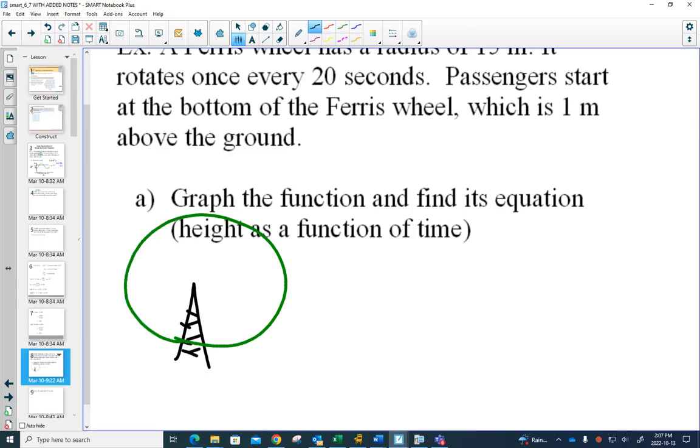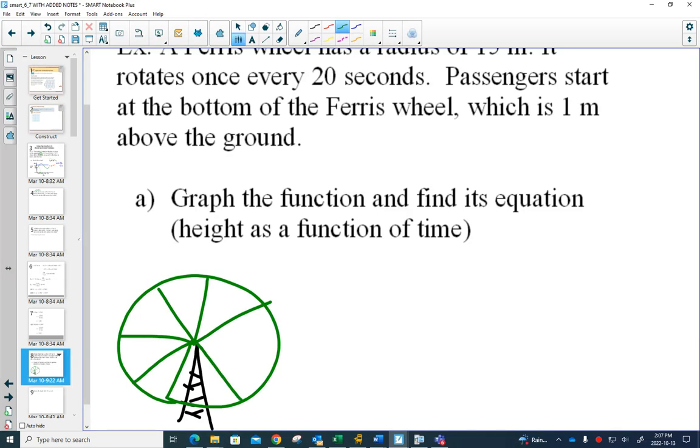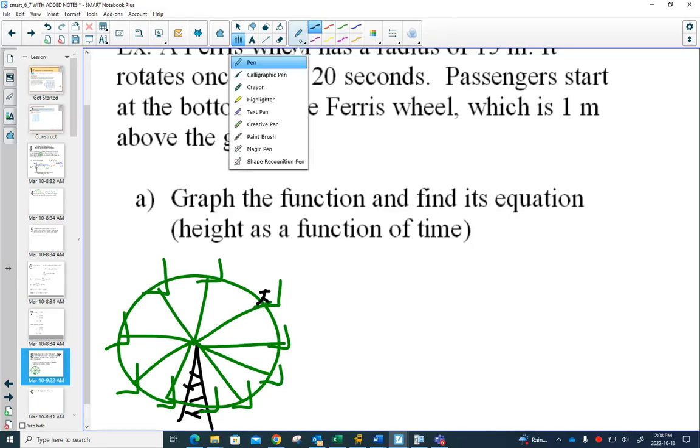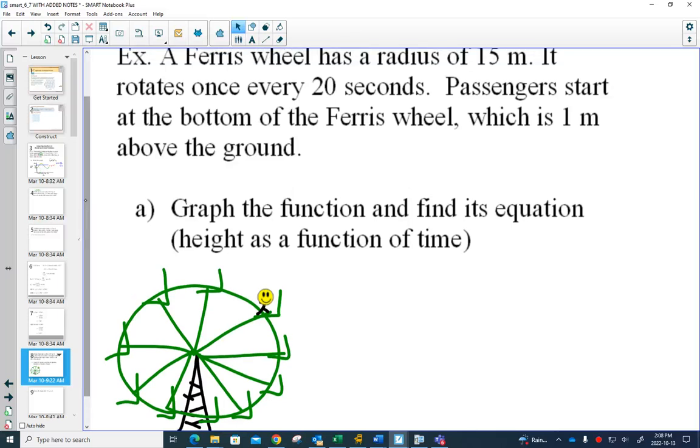Move it down a bit. There we go. Of course, it would have spokes connecting it. Right, there we go. And you have like fun little chairs. As you're going around, you're enjoying your life. This is you, you're so happy. There we go. Enjoying the Ferris wheel. So this is the picture of the item that we have.